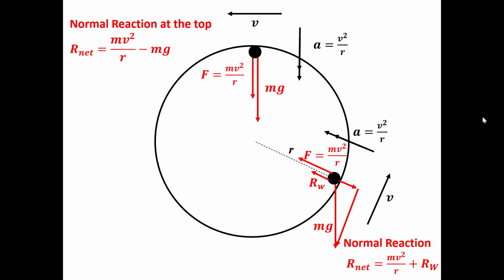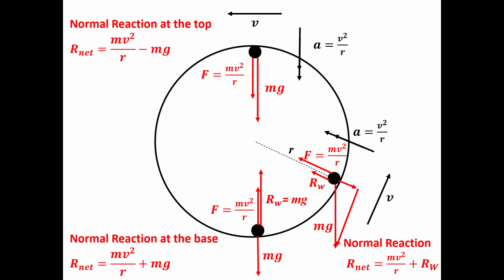Contrast this with what happens at the bottom of the circle. Once again, we have mv squared over r acting towards the centre of the circle, preserving that circular motion. But of course, the mg is still acting vertically downwards, which means there will be a corresponding normal reaction also acting towards the centre of the circle. That means that the total normal reaction at the bottom of the circle is that mv squared over r plus mg, a much larger number than the normal reaction at the top.